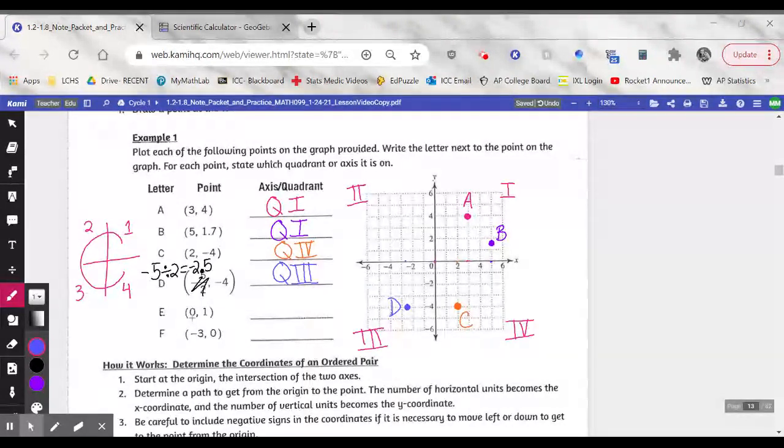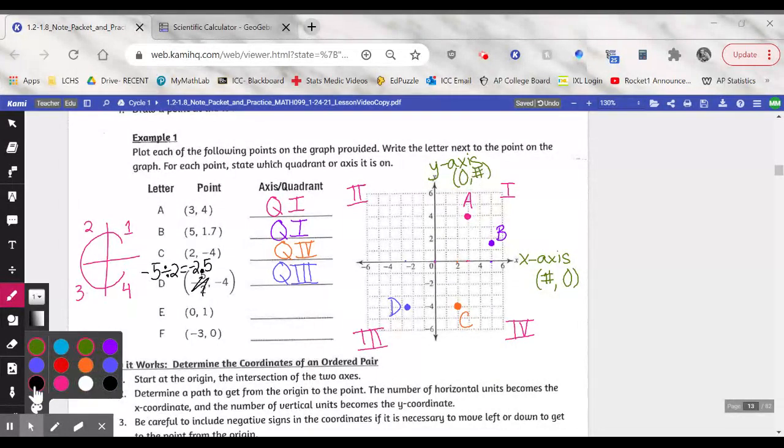For E, this one has a 0 in it, so make sure to pay attention to that. When we have zeros in our points, that indicates to us that it's either going to be on the x-axis or the y-axis. So remember, if you have a point on the x-axis, that means it didn't go up or down at all. So your y value will be 0 and x will be a number. It's the opposite if you have a point on your y-axis. Your x value will be 0 and your y value will be any number.